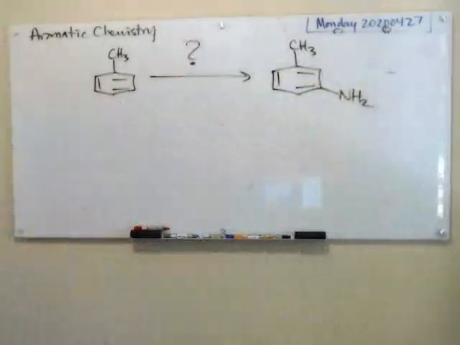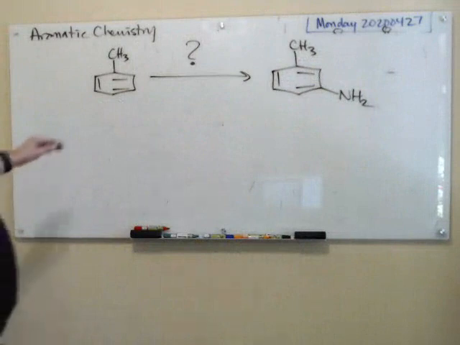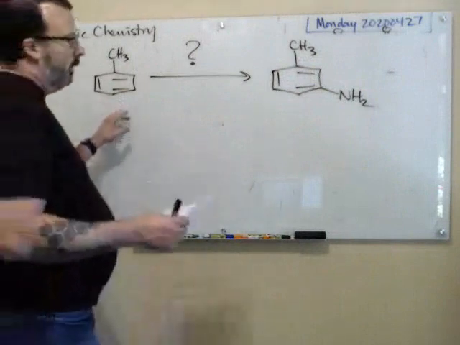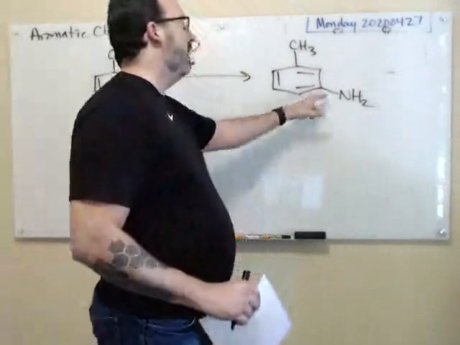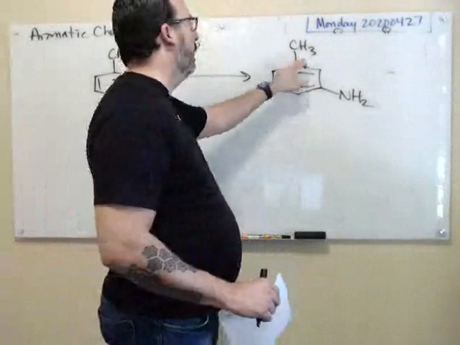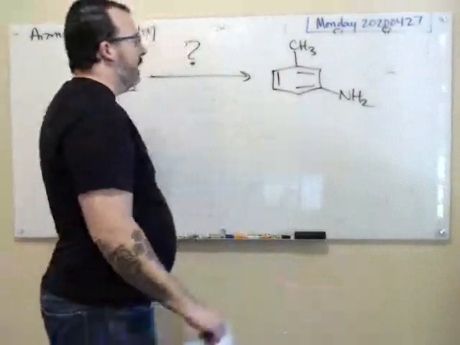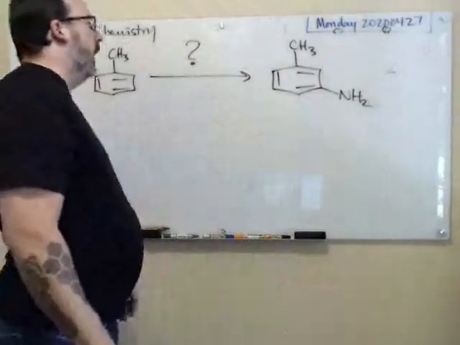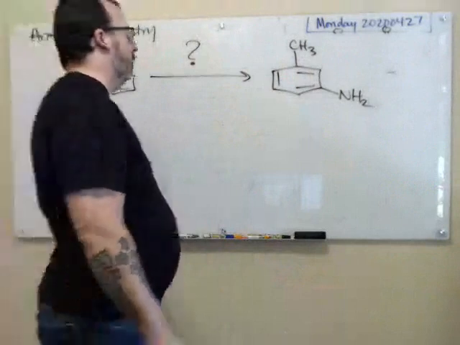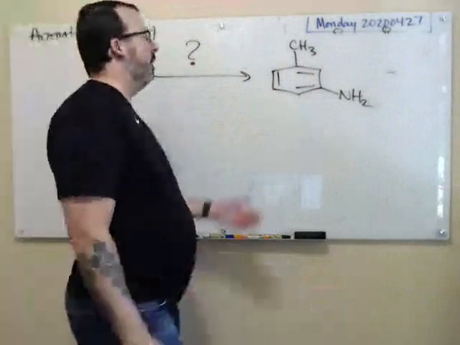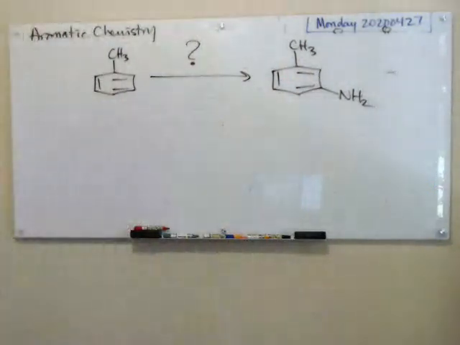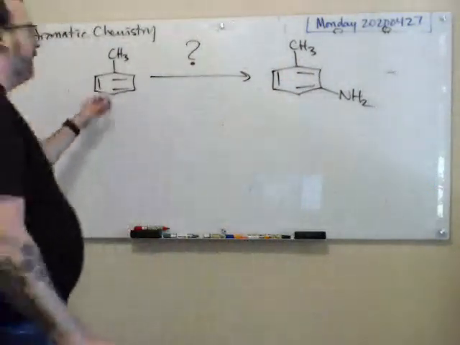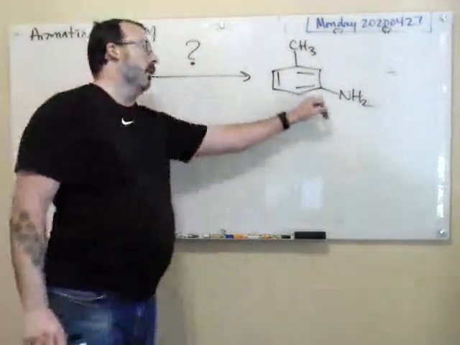So I'm going to give you some prompts that we'll think about and we'll work our way through it. We're starting with toluene, and we're ending up with this compound here, which would be, say, 3-methyl aniline, or 3-methyl aminobenzene, however you want to name it, meta methyl aniline. So we're starting with this, and we're ending with that.